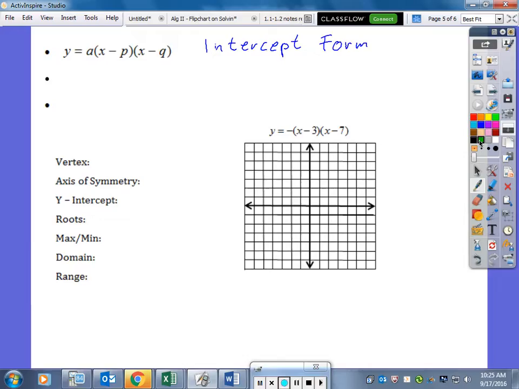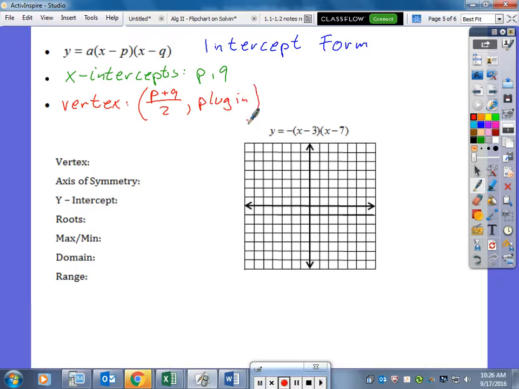And it's called that because it gives us both x-intercepts on a silver platter, because those have the coordinates which are equivalent to the numbers for p and q. And the vertex, we will find a little different this time. The vertex follows the formula (p plus q) divided by 2. That's the x-coordinate. And in order to get the y-coordinate, we just plug this into the equation.